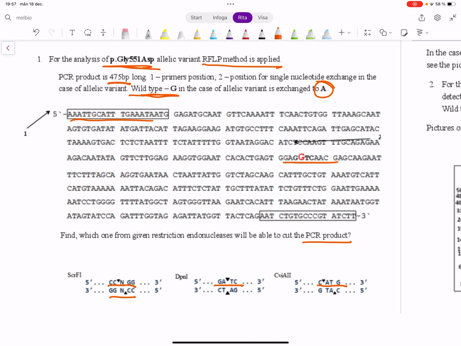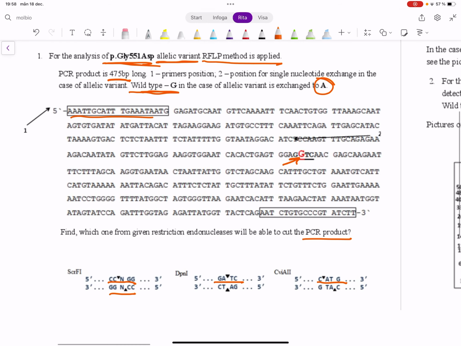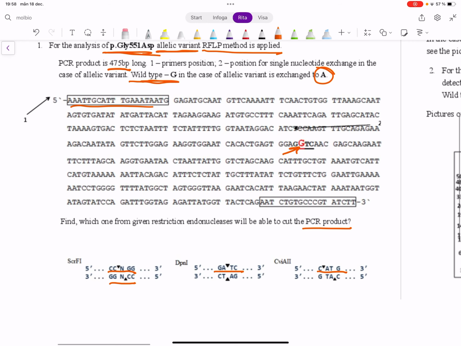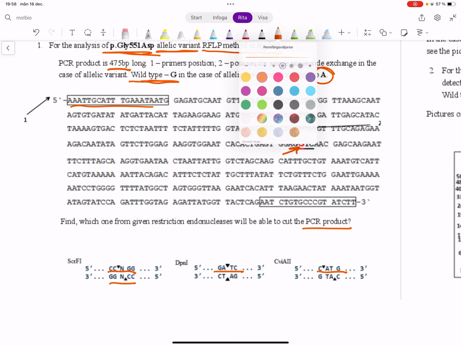What we can know from the exercise is that this is an allelic variant. Here they have given us the wild type, but they have told us that they have applied a restriction enzyme to the allelic variant. This means that the restriction enzyme will go around and look for this sequence, not for a G, but for an A. Let me just write that.